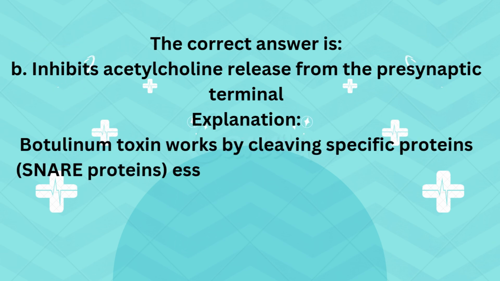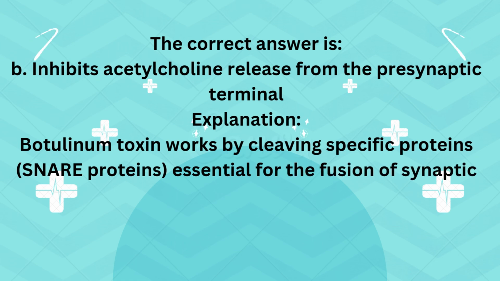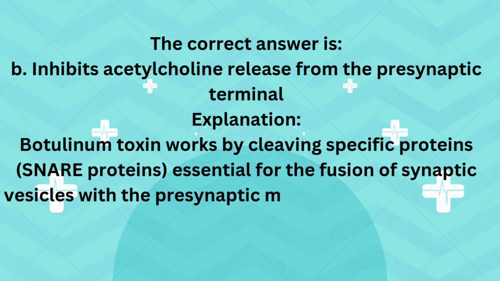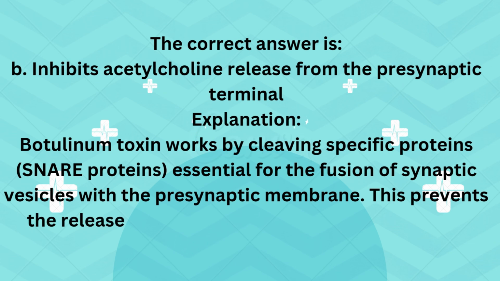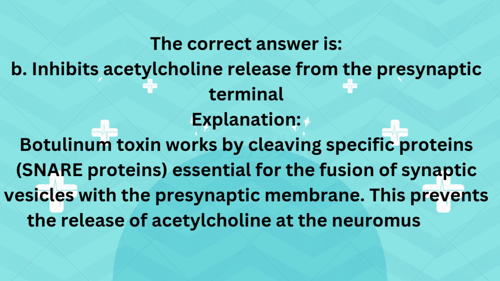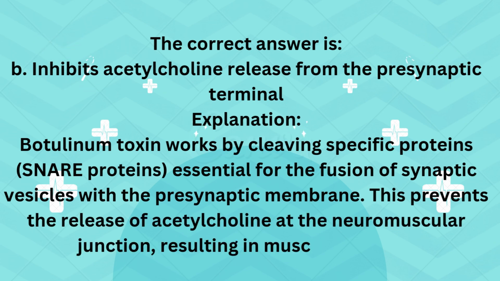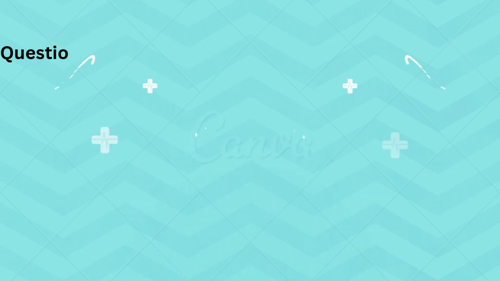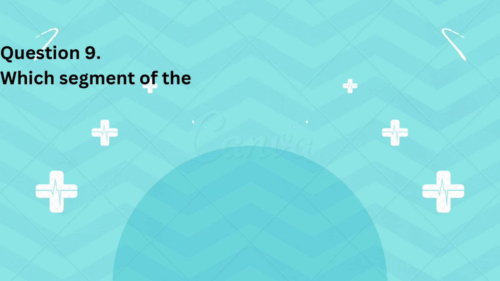Explanation. Botulinum toxin works by cleaving specific proteins, SNARE proteins, essential for the fusion of synaptic vesicles with the presynaptic membrane. This prevents the release of acetylcholine at the neuromuscular junction, resulting in muscle paralysis.